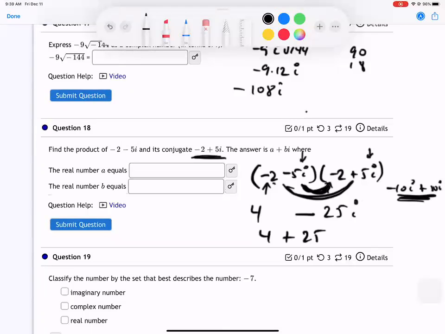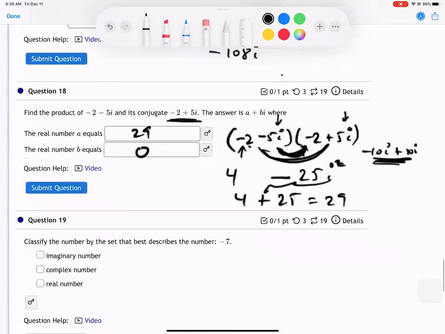How did I do that? Because, sorry, this is i squared. i squared becomes a negative, and negative and negative become a positive. So our answer is 29. Is there any imaginary part? No, it's actually going to be 0 and 29. There are 0 imaginary parts left over.